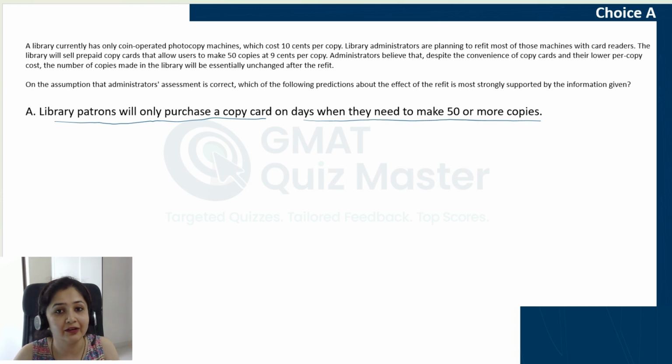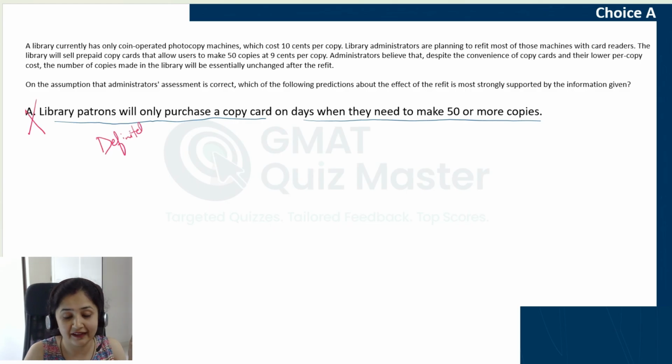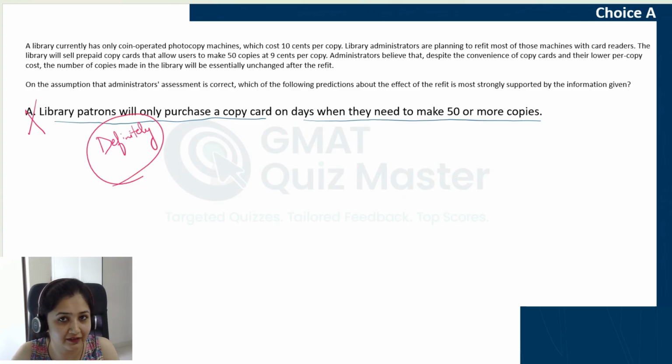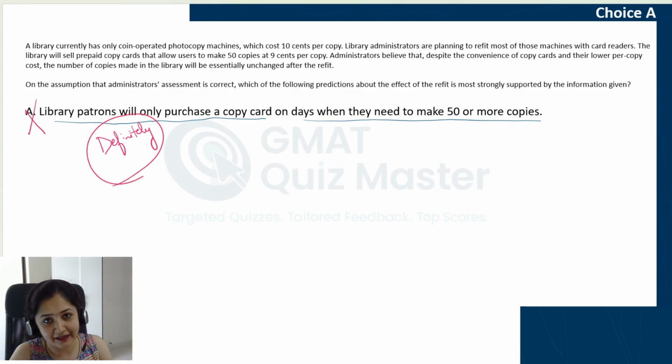People are not using them, and someone is in a hurry. They come and see that all coin operated machines have long queues. They will have to wait for a long time. So they will quickly purchase the card and get their copies, even if they want one copy or 10 copies or 20 copies, anything less than 50 copies. So this is something that is not definitely true. And an inference has to be definitely true as long as the information given in the passage is true.